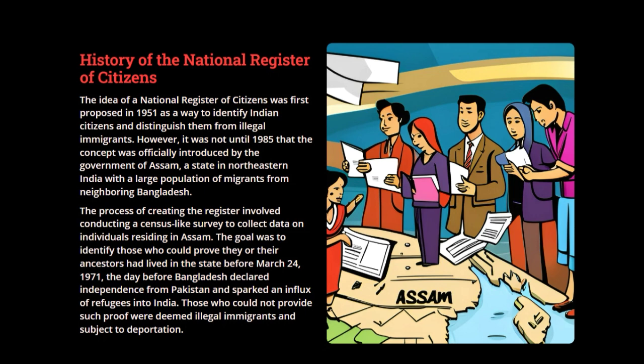The process of creating this register involved conducting a census-like survey to collect data on individuals residing in Assam. The goal was to identify those who could prove that they had ancestors who had lived in the state before March of 1971, the day before Bangladesh declared independence from Pakistan and sparked an influx of refugees into India. Those who could not provide such proofs were deemed illegal immigrants and subject to deportation.